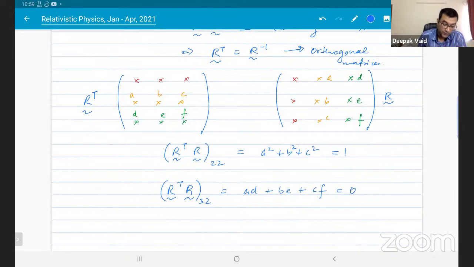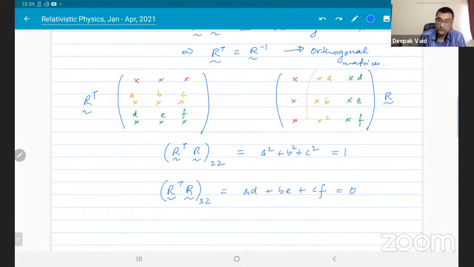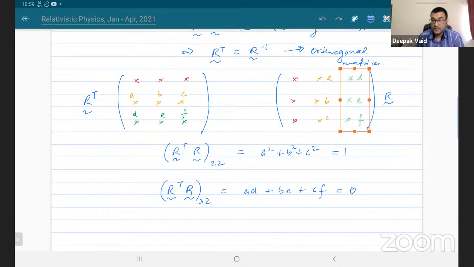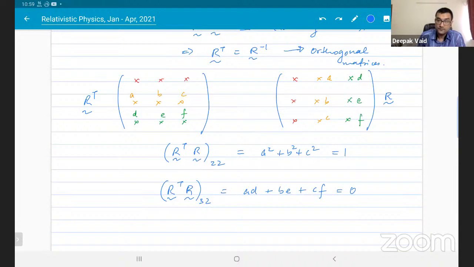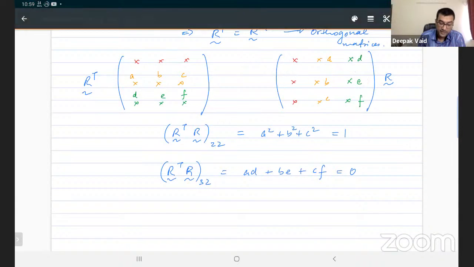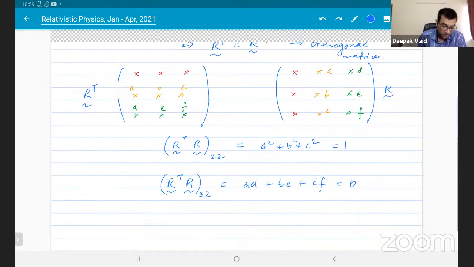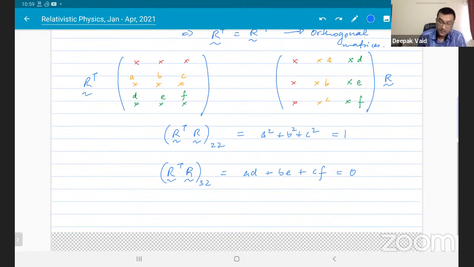So if you take any two vectors, any two column vectors, and you take the dot product of two column vectors, that gives you 0. The same thing applies to any of the rows. If you take any two rows, you take this row and this row and take the dot product, you will get 0.